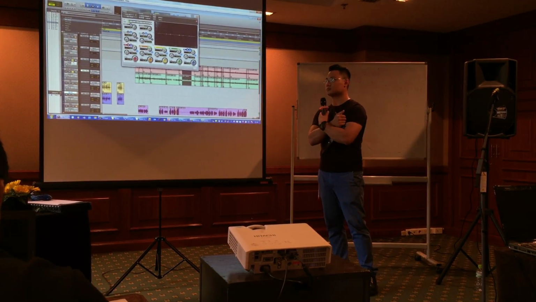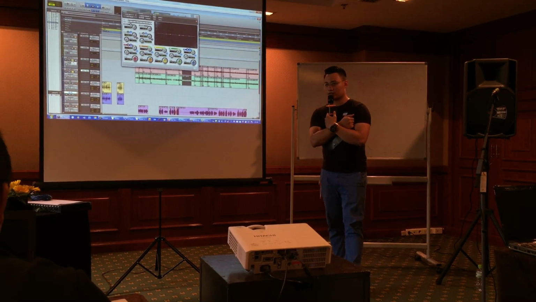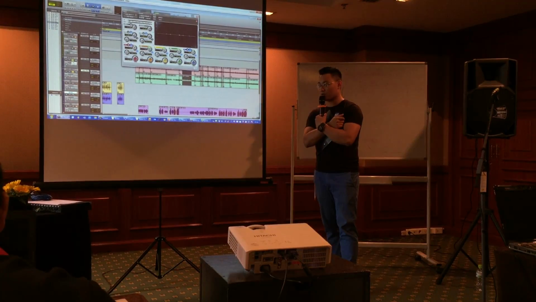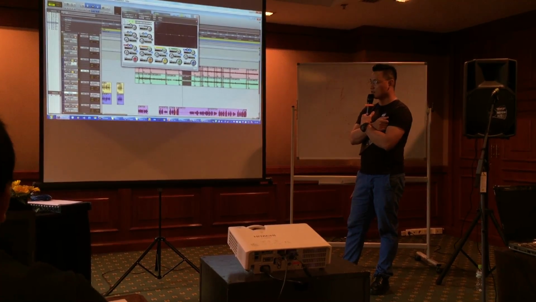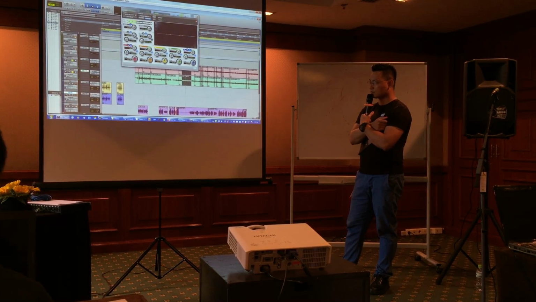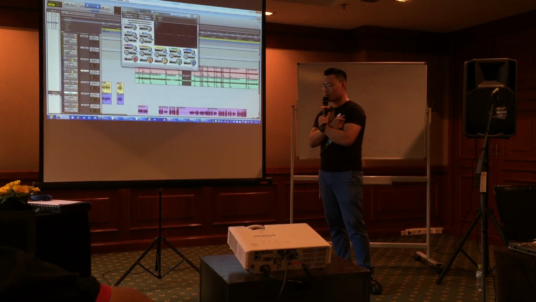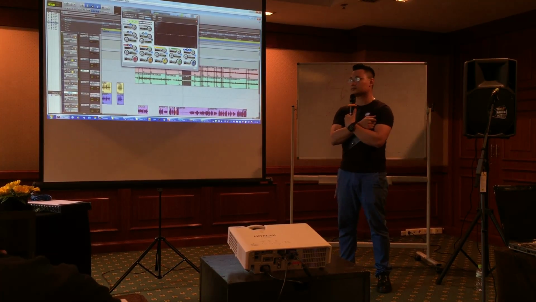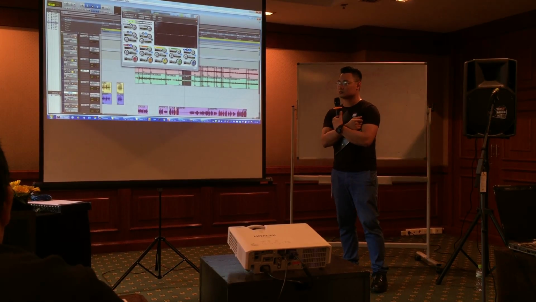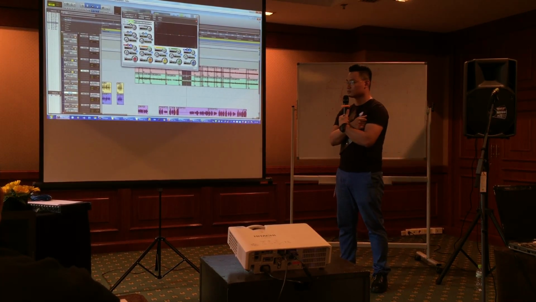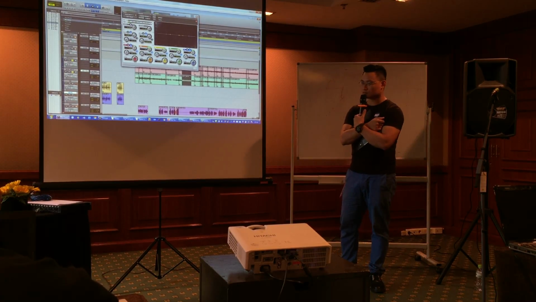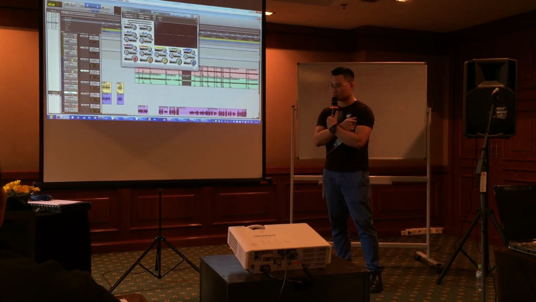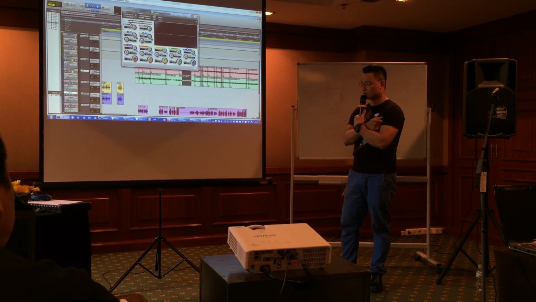Let's try to invert the phase of one of the two mics that are now in phase. I have just inverted the phase of one of the two mics. If I invert the phase, there is cancellation in all the low frequencies.